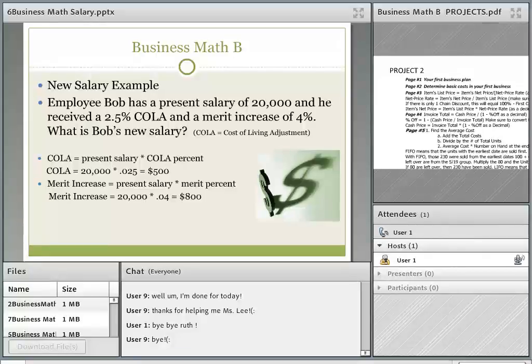Now, can you guess what the final formula is going to be? Good. That's correct. You're going to take the new salary equals, this should be $20,000 here, the old salary, plus the 500 plus the 800 we calculated, and we add those together, and that is the new salary.